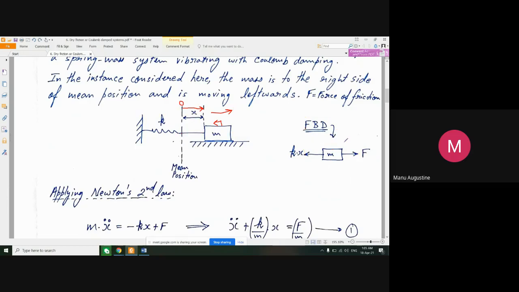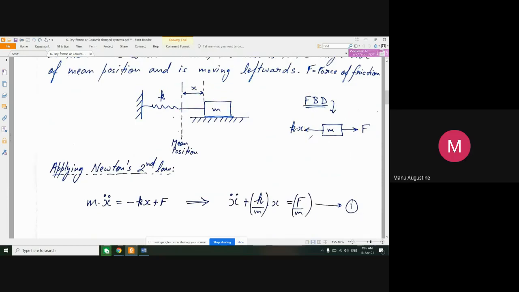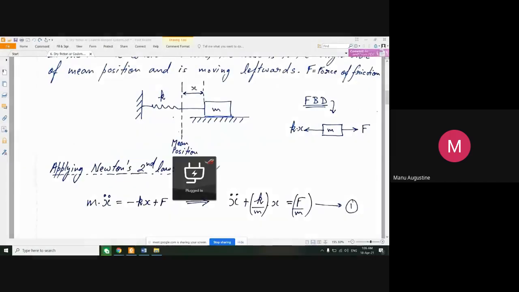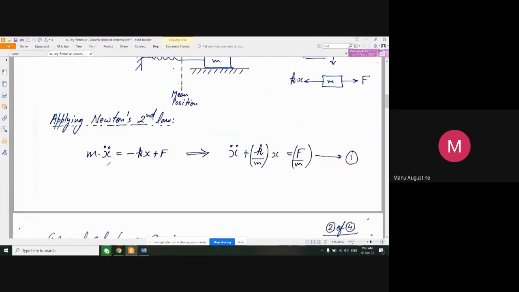So let us say, for the sake of convenience, that right now we have only two contenders as forces acting on mass m. F is acting downwards, and the spring force is acting leftwards. Now we apply Newton's second law of motion, which, as you already know, how do we apply that? We put mass into acceleration is equal to summation of all the forces acting on the mass.